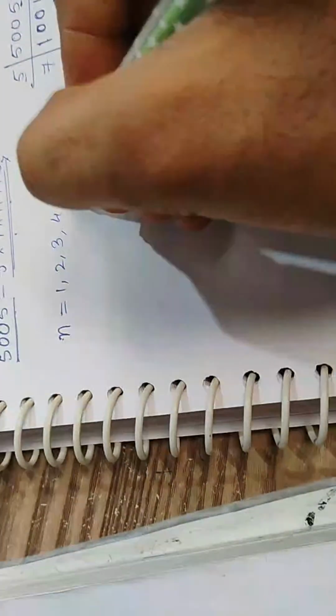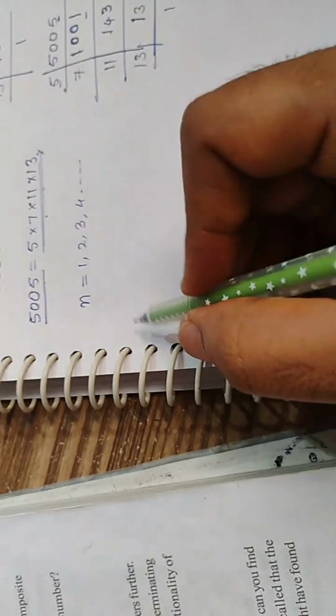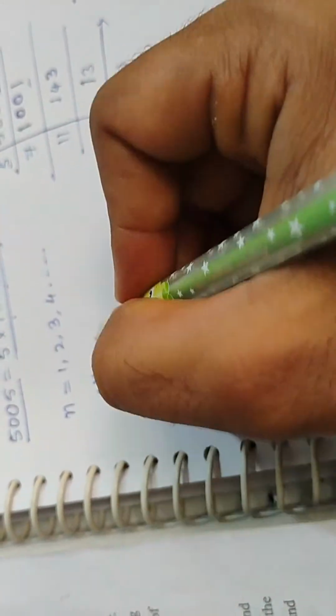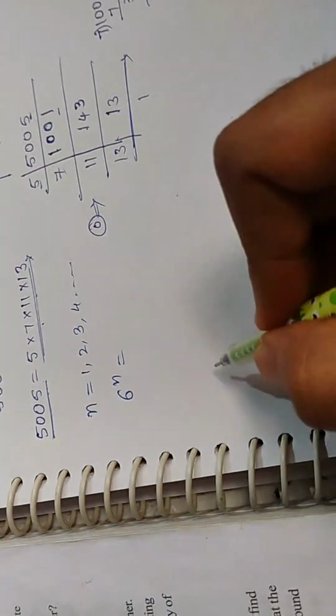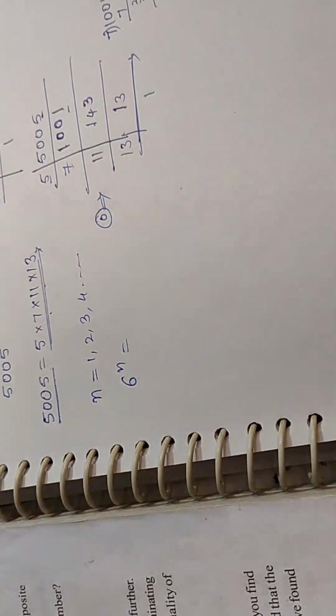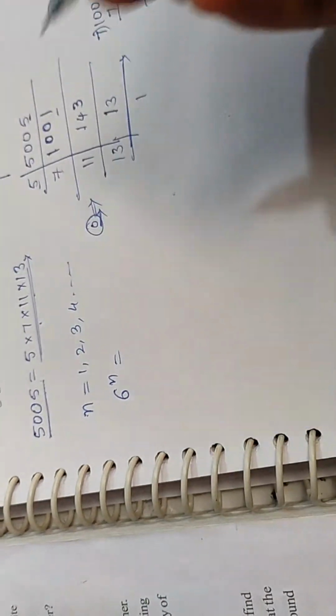Look at here third problem. Check whether 6 power n can end with the digit 0 for any natural number. Look at any natural number. Numbers are 1, 2, 3, 4 and so on. Natural number. 6 power n asking is whether 6 power n ends with 0 or not. End digit. End digit means unit place should be 0. It asks to check whether 0 comes or not.